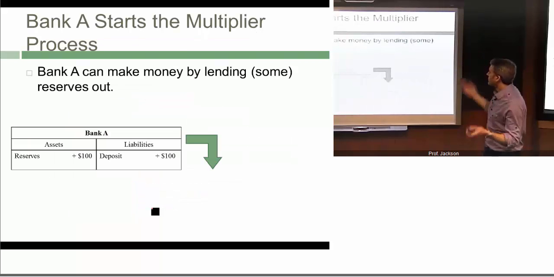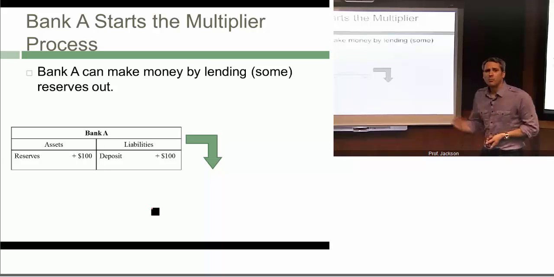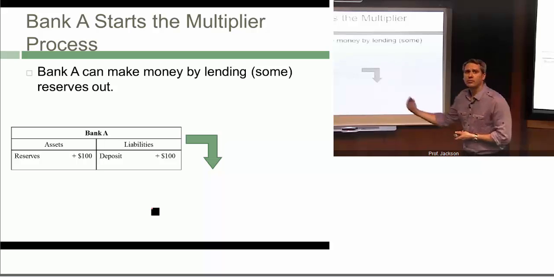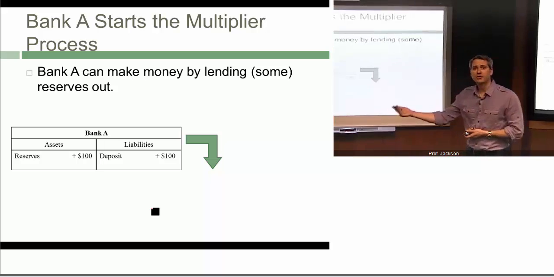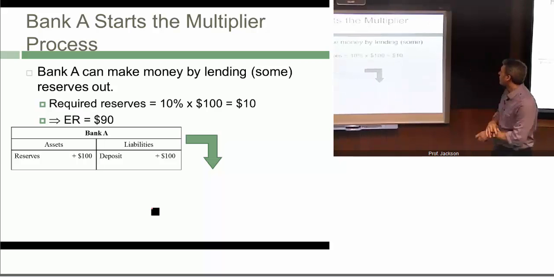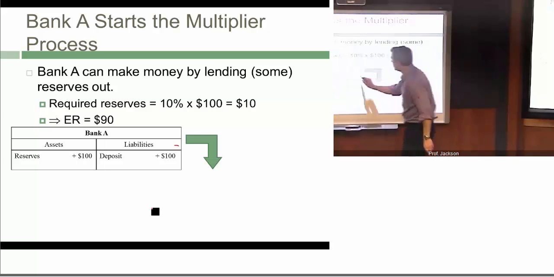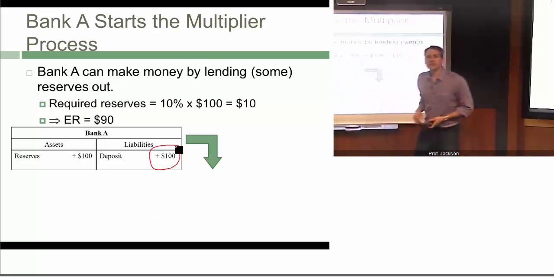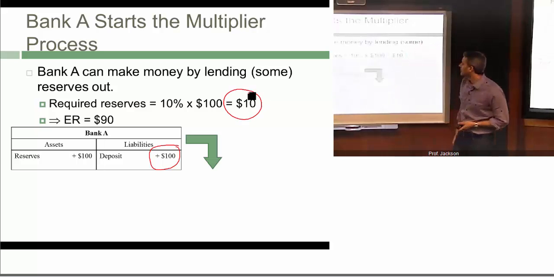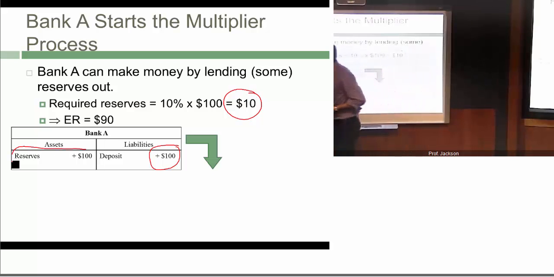The question is, what does Bank A do with this? Well, again, the whole point here is that banks make money off of lending. And so Bank A is going to want to loan as much of that money out as possible. By law, Bank A is required to hold 10% of the deposits it holds on hand as required reserves. So that means that Bank A has to hold $10 in reserves, but it can do whatever it wants with the other $90 on this asset side over here.